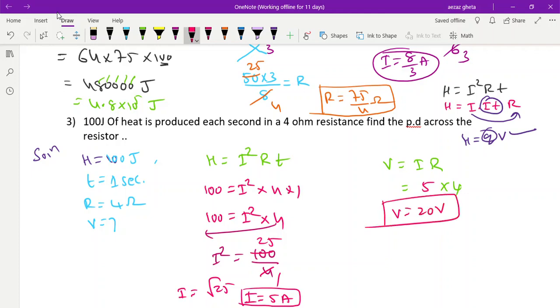What do you say? It was such an easy question, right? Everybody understood, or you have any doubts on this? Any doubts, boys and girls? Any doubts?